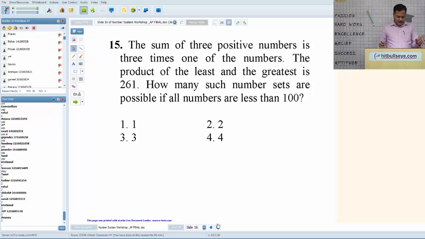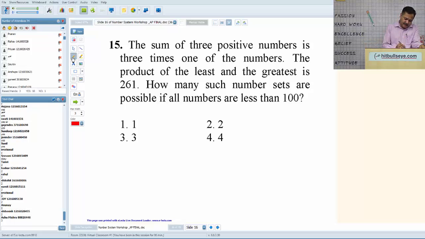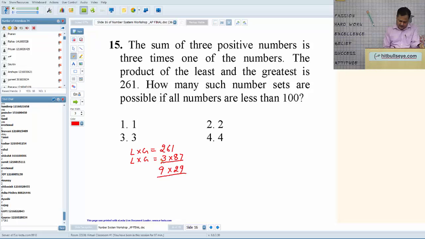Try this again. Read the question carefully, please. So let us try this question. Sum of three positive numbers is 3 times one of the numbers. The product of least and the greatest. So least number and greatest number, their product is 261, which can be written as either 3 into 87 or 9 into 29. There are only two possibilities, 3 into 87 and 9 into 29.